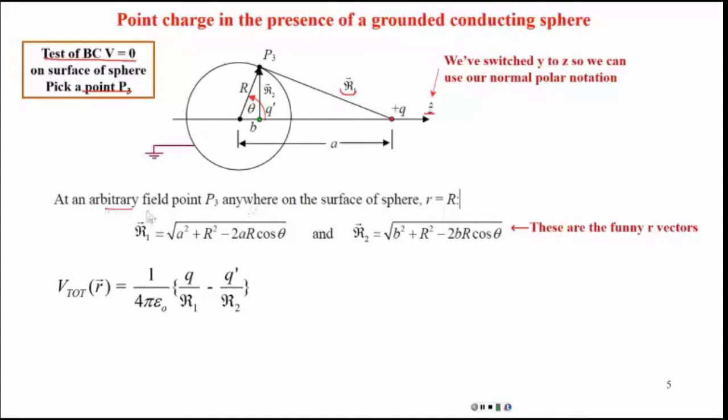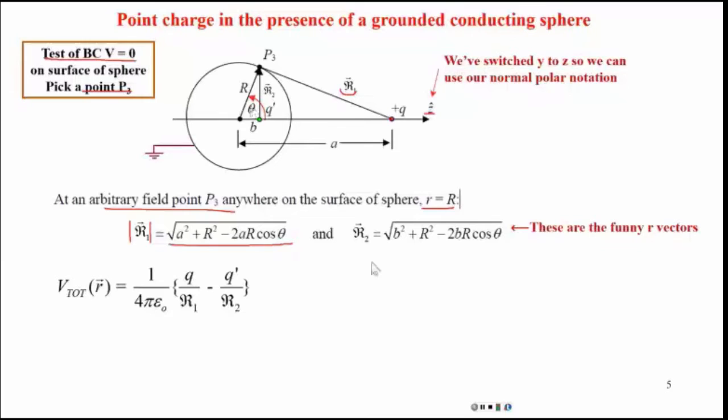If we look at this point P3, we're at a distance r equal to capital R, and so our r1 magnitude is equal to the square root of a squared plus r squared minus 2ar cosine theta. This is the law of cosines, which gives us this relationship. What we're talking about is this distance right here, and that first depends on theta.